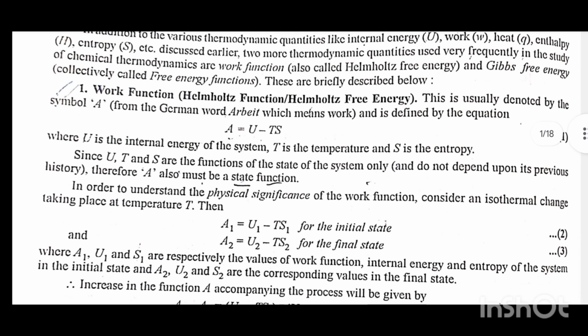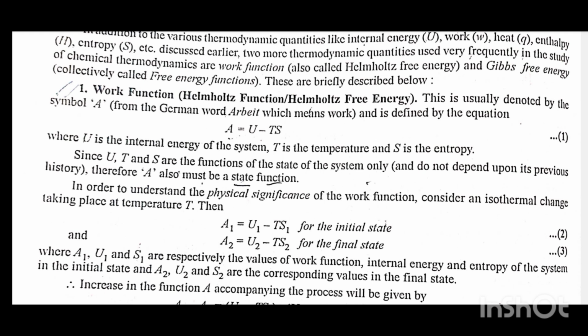Number one, work function or Helmholtz function or Helmholtz free energy. This is usually denoted by the symbol A, from the German word Arbeit, which means work, and is defined by the equation A = U - TS, where U is the internal energy of the system, T is temperature, and S is the entropy.